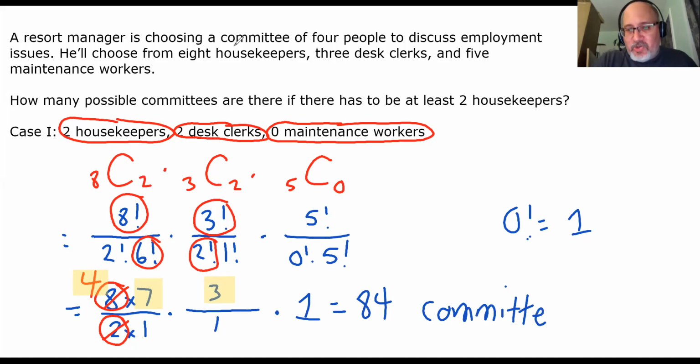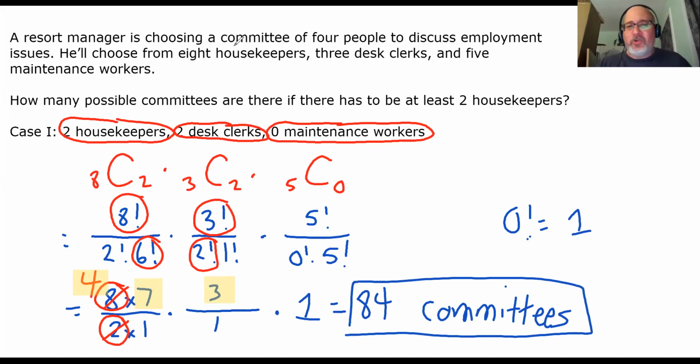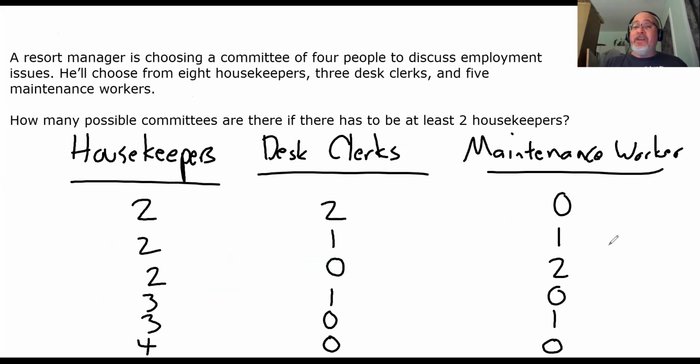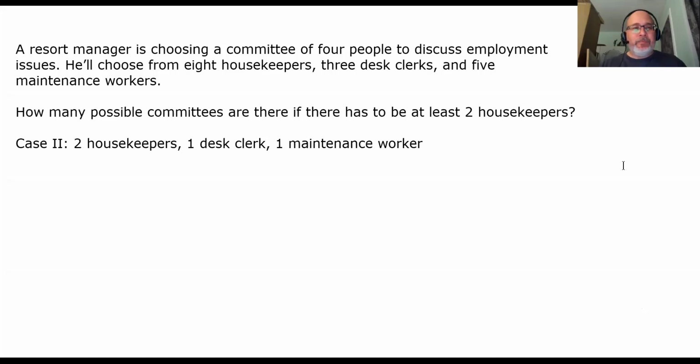All right, so in case 1, where he picks 2 housekeepers, 2 desk clerks, and 0 maintenance workers, there are 84 possible committees to do it that way. But that was just the first of 6 possible ways to select the committee in terms of who works where. The next case is 2 housekeepers, 1 desk clerk, and 1 maintenance worker. In this case, we pretty much do the exact same thing we did before. We just have to be careful in the setup.